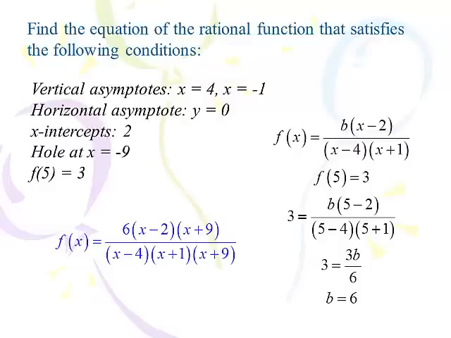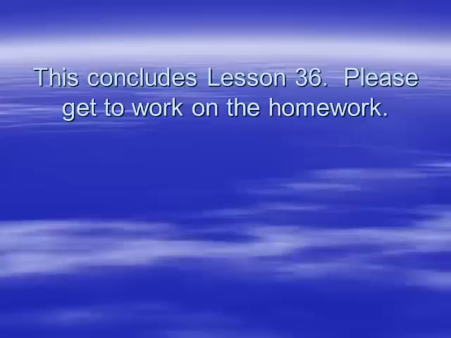Vertical asymptotes on the bottom, x-intercept up top. We got the hole in there, and we have a horizontal asymptote of 0, and the coefficient out front is 6. There you go. We did it. And that wraps it all up. That wraps up lesson 36. Get to work on the homework.